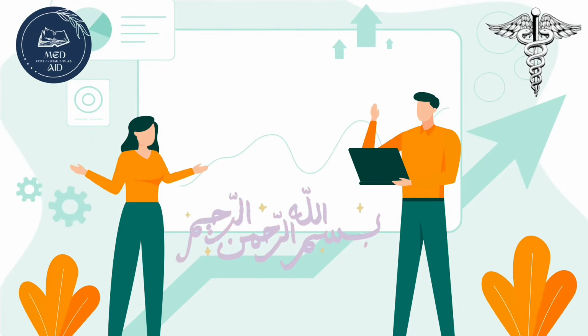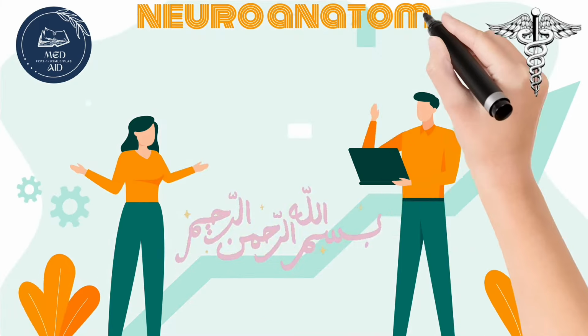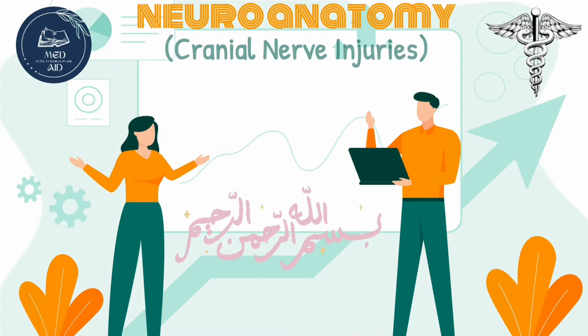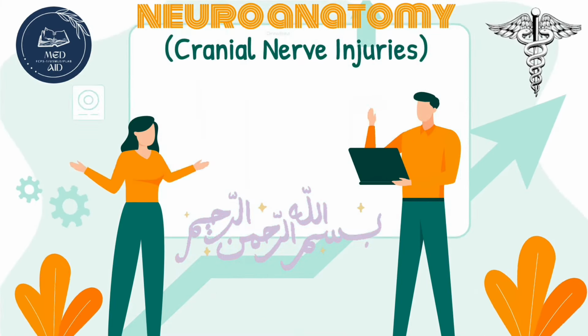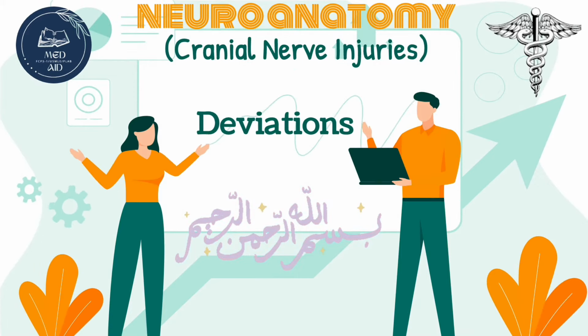We are studying neuroanatomy. Today, we will discuss an important topic, that is cranial nerve injuries and their associated deviations. These are very important for the localization of stroke.